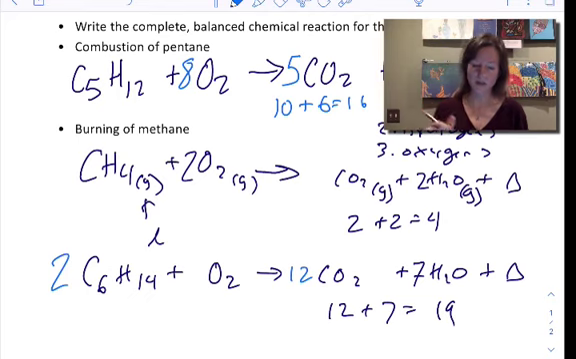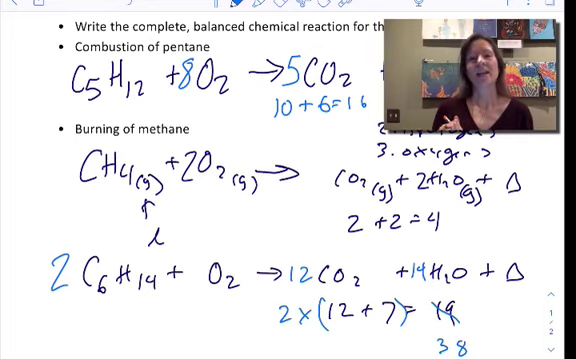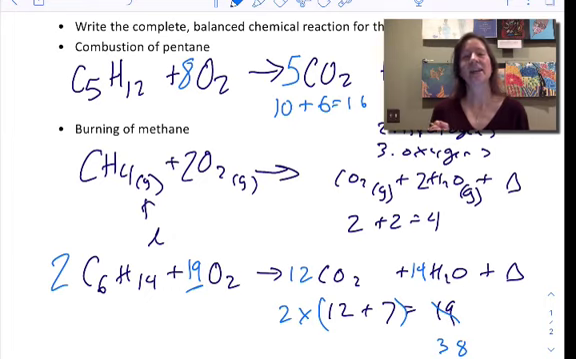I did have a 6, now it's a 12. I did have a 7, now it's a 14, which means essentially I'm taking all of this and multiplying it by 2 also, which means instead of a 19 right here, I now have a 38. Can I put something here that brings oxygen up to 38? Absolutely, I can put a 19. So that can happen when you're balancing combustion reactions, and that can be tricky.